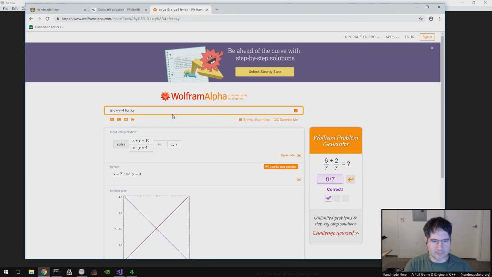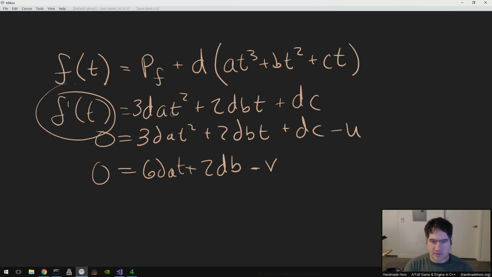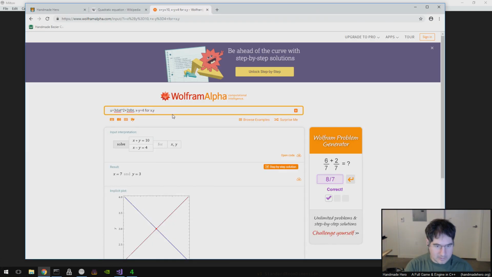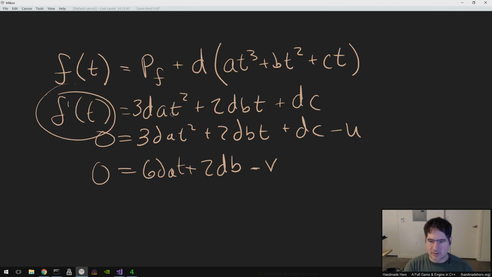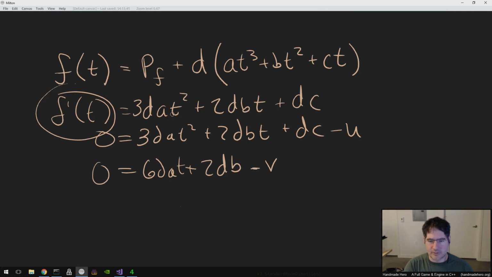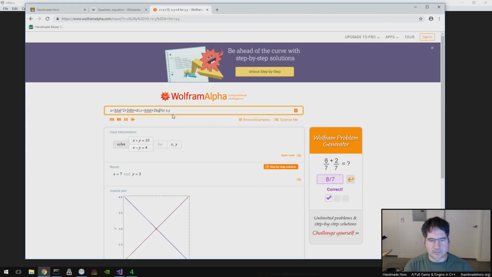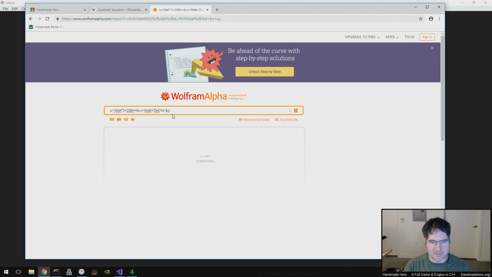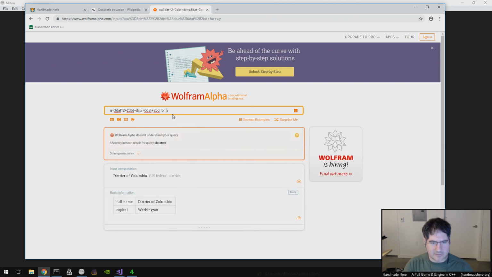We have, and I guess we can just write it directly, u equals 3dat squared plus 2bt... dbt squared, not squared, plus dc, right? And then our other equation is v equals 6dat plus 2db. Oh, those don't appear. It's not what I wanted. So we want it to solve for d and t.